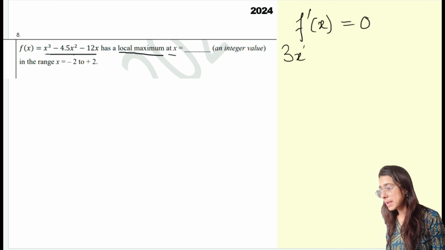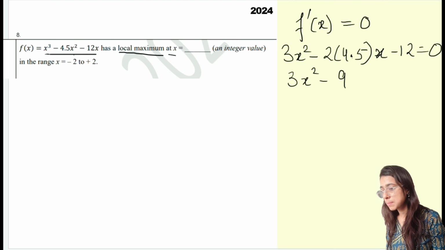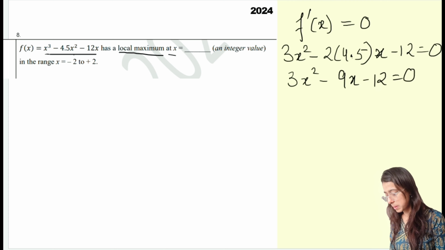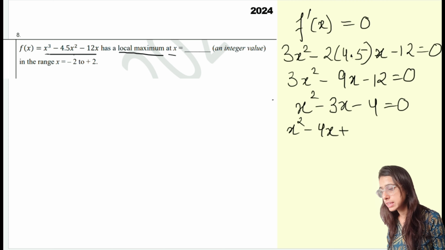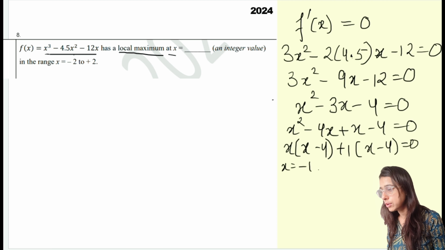So 3x square minus 2 into 4.5 x minus 12 is equal to 0. That is 3x square minus 9x minus 12 is equal to 0. If we divide it by 3, we will get x square minus 3x minus 4 is equal to 0. Now हम normally split करेंगे, so we will get x square minus 4x plus x minus 4 is 0. That is x into x minus 4 plus 1 into x minus 4 is 0. We will get x is minus 1 और 4.